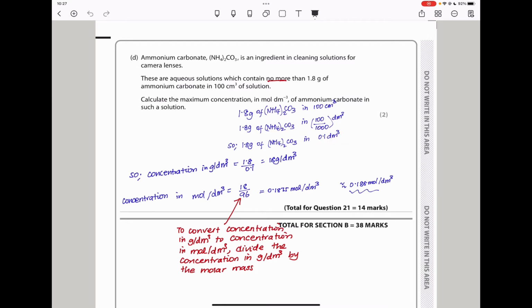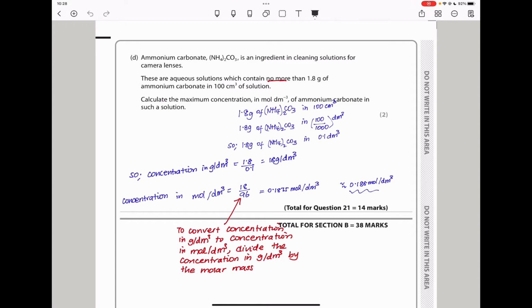I wanted to get my mass concentration. So concentration should be that divided by that, which is 1.8 divided by 0.1, giving me 18 grams per decimeter cubed. But the question wanted us to find concentration in mole per decimeter cubed. So to do that, I need to divide by the molar mass, which is going to be 18 divided by 96, which gives me 0.1875 mole per decimeter cubed. To write it to 3 significant figures is 0.188 mole per decimeter cubed, and that is my answer.